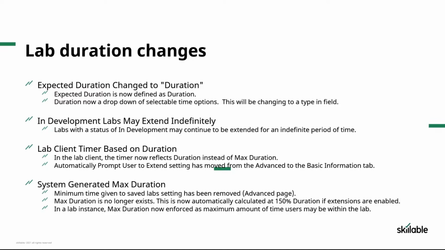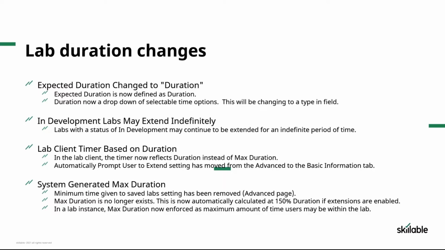The second part was to try and make the experience simpler. I remember as a customer of Skillable, I didn't immediately understand whether the expected duration or the maximum duration affected the bill, or what the value was that appeared in the lab client. It just seemed a bit confusing. So the whole idea was to simplify that and tidy that whole experience up. So the first thing is we don't have two timer boxes anymore, and we now have a single duration field.